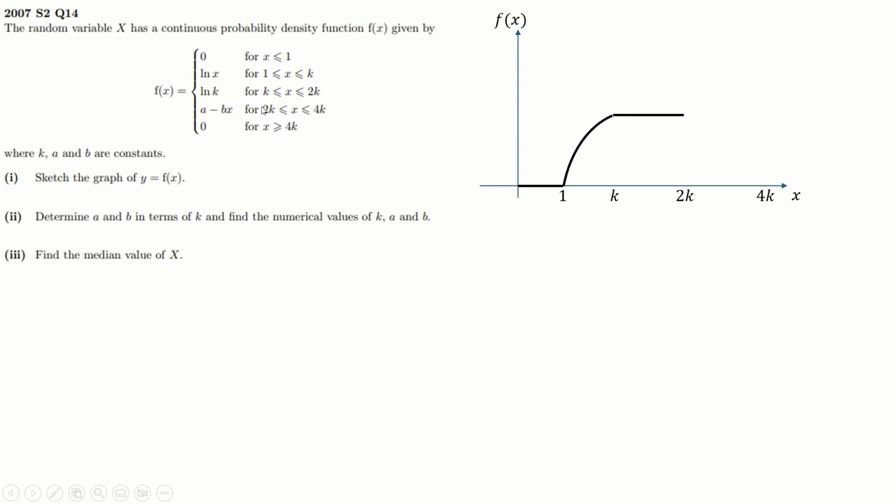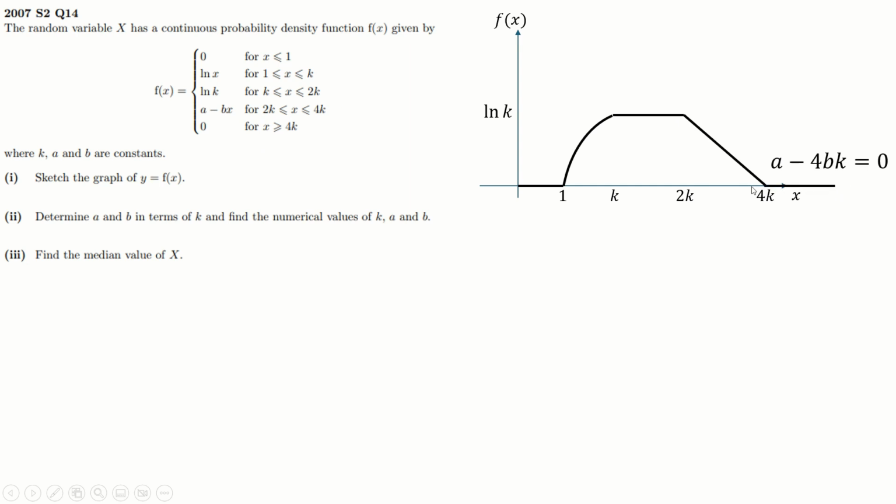And then between 2k and 4k, it's probably worth mentioning that at k, this graph is log of k there, but also log of k here. So that means it's continuous, right? Because there's no jump. It just goes from here smoothly to the next bit. And now a minus bx. If this is still continuous, and when x is bigger than 4k it's going to be 0, then this is just a line with negative gradient. It goes from here down to there if it's continuous, and then continues along at 0 from there.